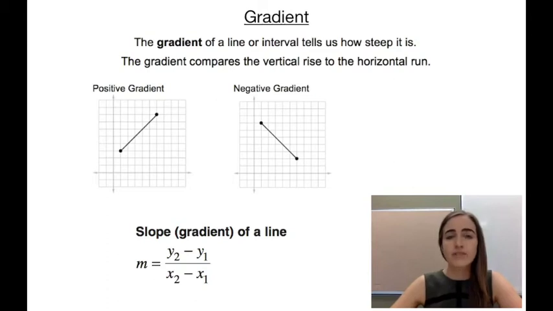In this video, I want to have a look at the gradient. So the gradient of a line or an interval tells us about how steep it is. So the gradient compares the vertical rise to the horizontal run. If we look at these two diagrams, positive gradient is when a line or an interval moves up to the right, and a negative gradient is when it moves up to the left. So we can tell whether it's going to be positive or negative just by looking at it.